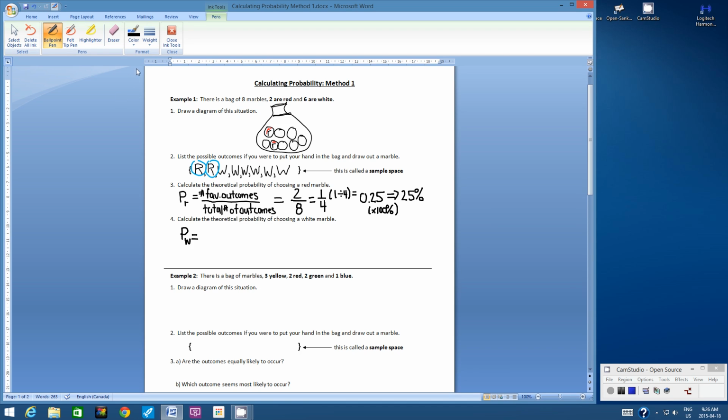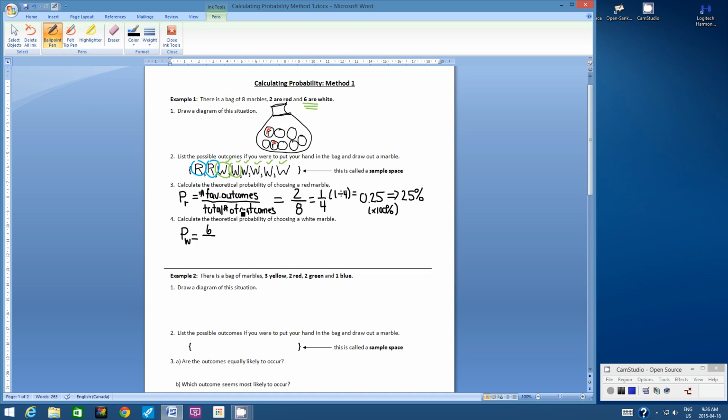Number of favorable outcomes. Okay, so if we're looking at the white marble, how many times does white show in our sample space? Well, we can also look up here, right? 6. Or we can count them here. 1, 2, 3, 4, 5, 6. Okay, so the number of favorable outcomes of choosing a white is 6.